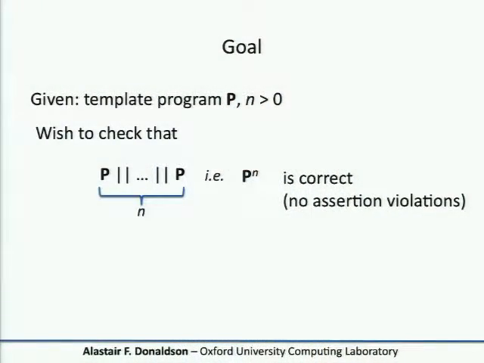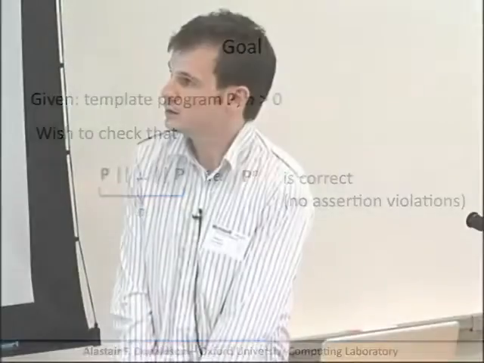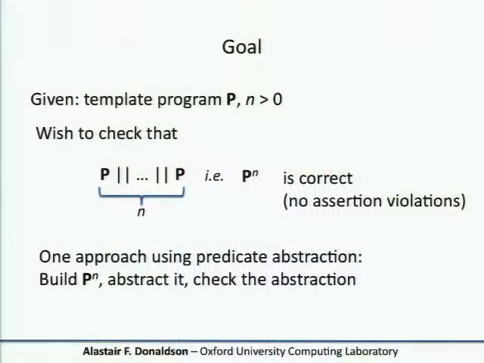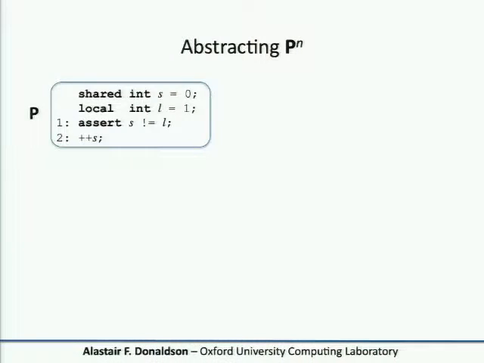Okay, so the goal of our work is we have a template program P and an integer N. And what we want to do is to check that the parallel composition of n copies of P is correct. And by correct, I mean that no assertions in the template can be violated. So one approach to doing this using existing techniques would be to build the program P^n directly, abstract it, and then check the abstraction. So let's think about how this would work.